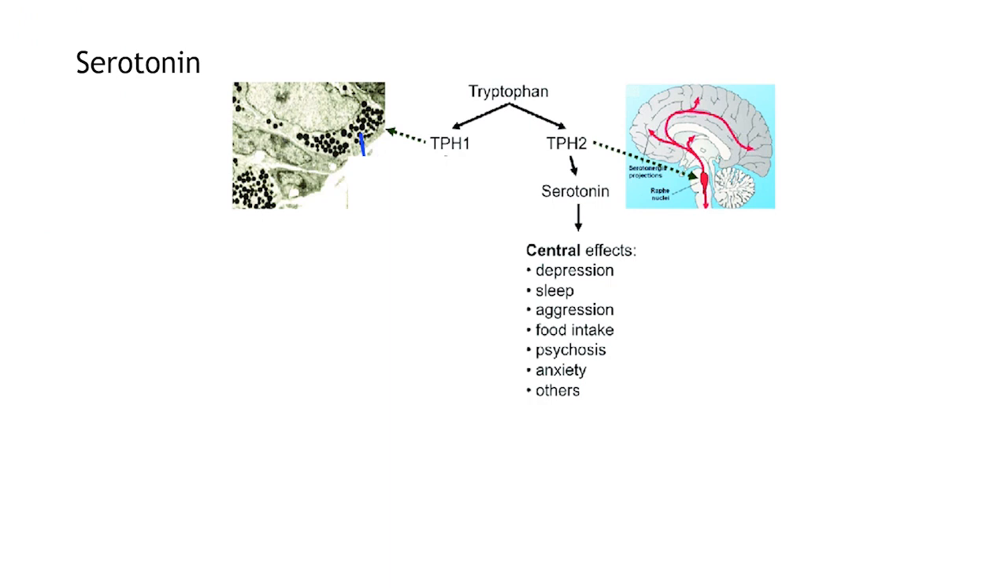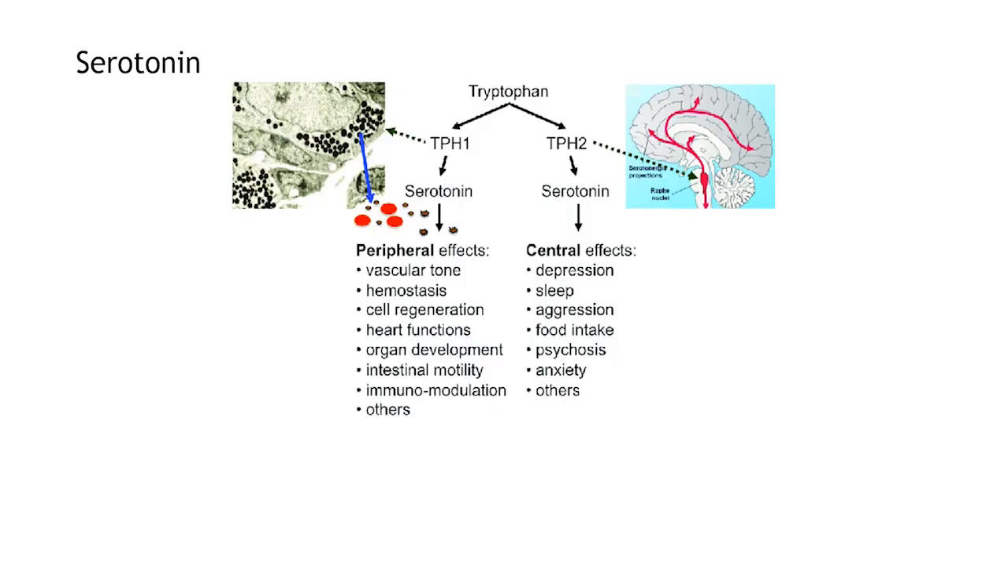Serotonin is widely distributed in the body and has loads of different functions. In the brain, for example, it affects depression, sleep, aggression, food intake, psychosis, anxiety, and many others. You might have heard of it as a happiness hormone, maybe. Lesser known are its effects outside the brain, where it is involved in regulating blood pressure and volume, cell regeneration, heart functions, intestinal movements, the immune system, organ development, and others.